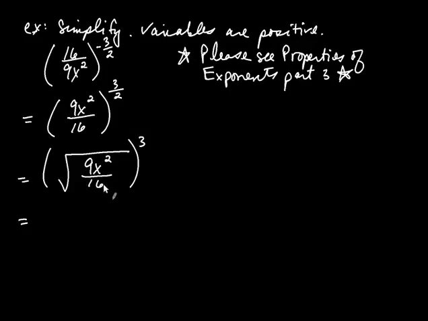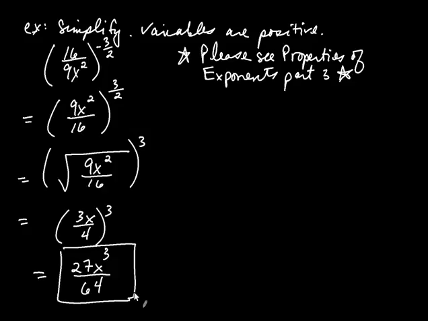So the square root of 9x squared over 16, that's going to be, let's see, 3x over 4, right? Square root of 9x squared is 3x. Square root of 16 is 4. Then I'll raise to the 3rd power. And then finally that's going to be 27x cubed. And then 4 cubed is going to be 64. And this would be my answer.